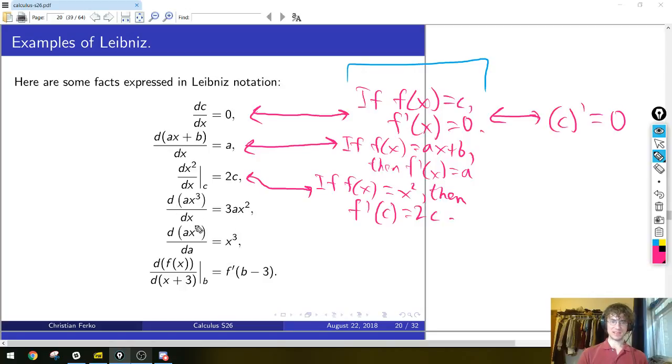And I won't write them out, but here are some more things like that. The ddx of ax cubed. So again, a is a constant. X is the independent variable, so we apply the power rule, 3ax squared. Same thing we could write in primes.